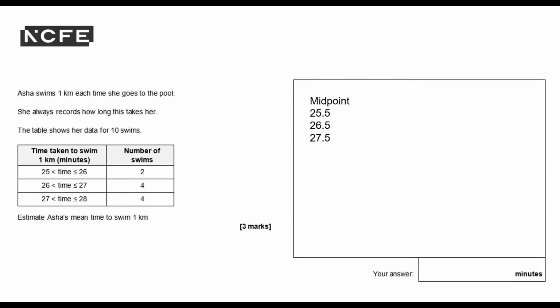And then I need to multiply each of those midpoints by the frequency. So I've got times 2, times 4, and here I've got times 4 again. I'm not allowed a calculator here, but thankfully they're quite straightforward numbers to multiply. So 25 times 2 is 50, and then 0.5 doubled is 1. So I've got 51.